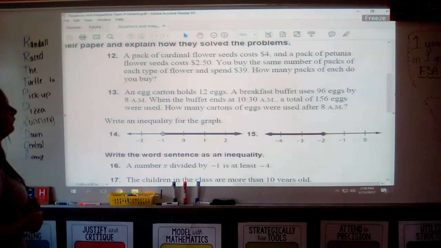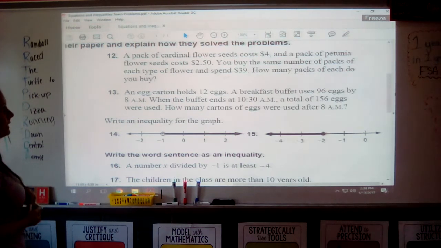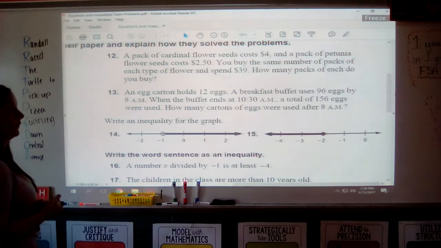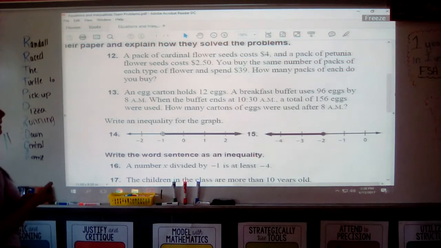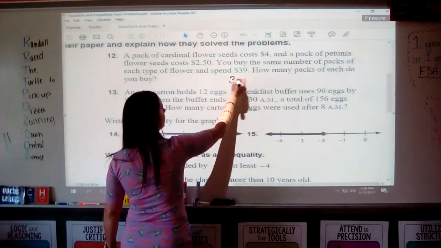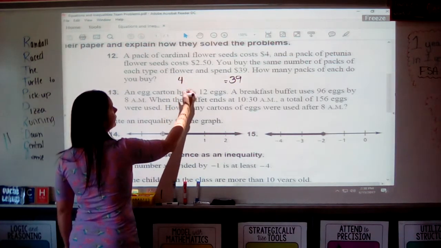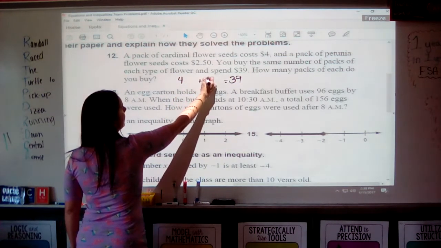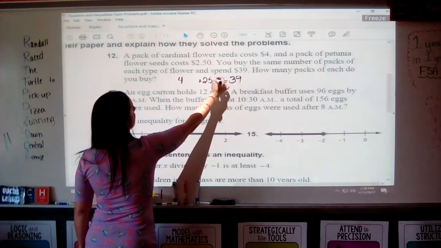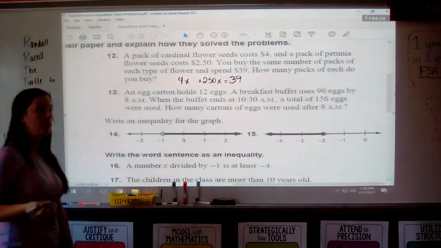A pack of cardinal flower seeds costs $4, and a pack of petunia flower seeds costs $2.50. You buy the same number of packs of each type of flower, and you end up spending $39. How many packs of each did you buy? I know I spent a total of $39. I know that the cardinal seeds are $4 and the petunia seeds are $2.50. I don't know how many packs I purchased of each.